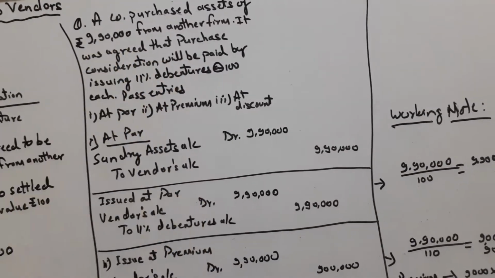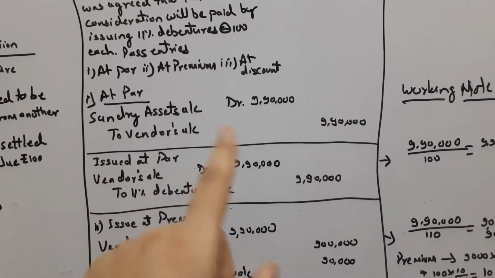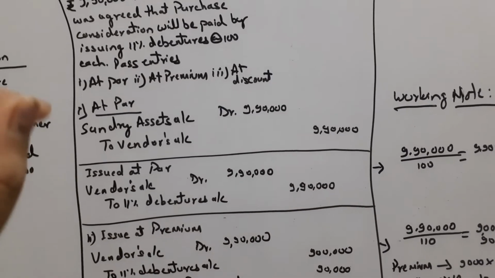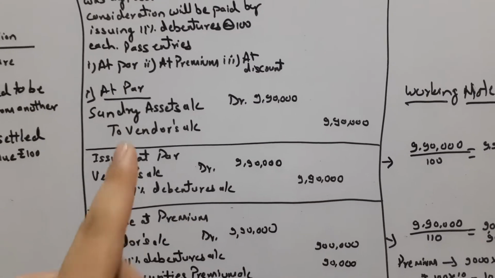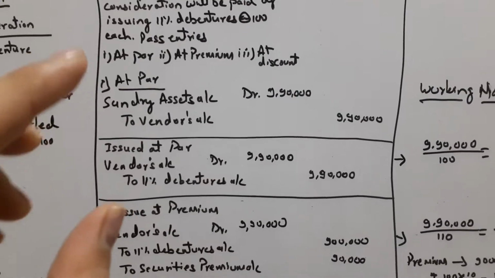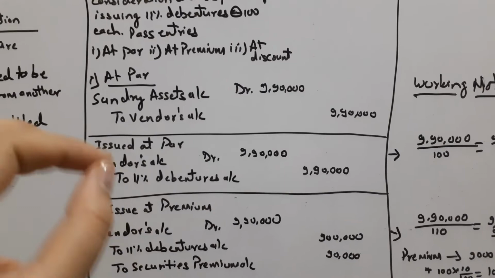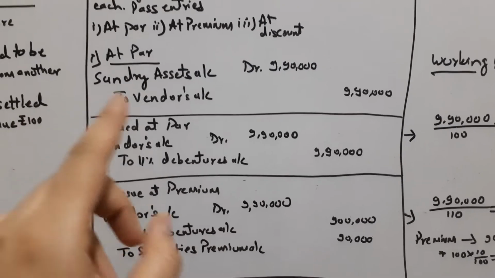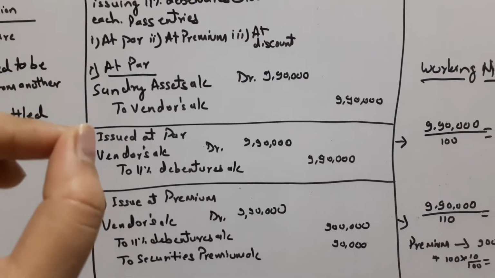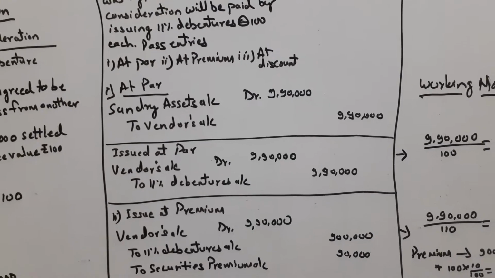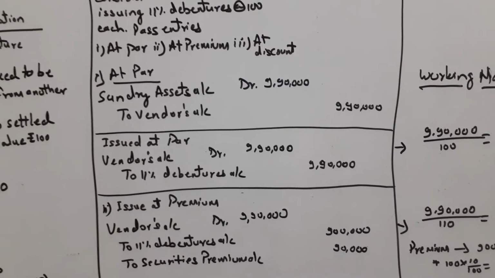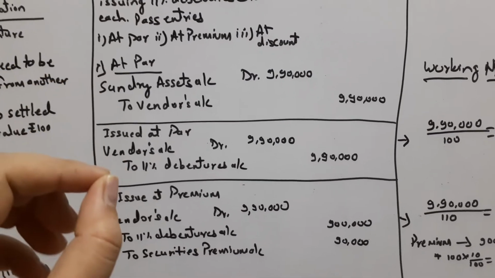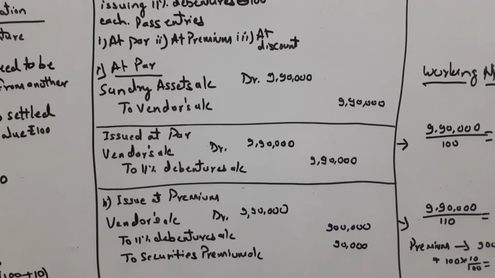Since the asset purchased is 9,90,000, the first entry will be passed as sundry assets account debited to vendors account by 9,90,000. Remember students, when you pass an entry, it is mandatory that you write a narration. Though I have not written the narration, I am telling you verbally what narration you have to write: being assets purchased, like this. Narration is a very important part of the journal entry. Narration is nothing but, in brief, writing what entry you have passed. That's it.